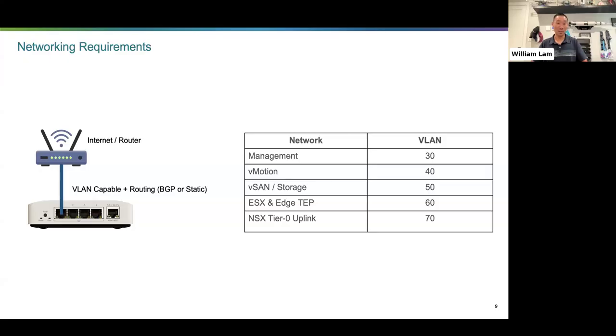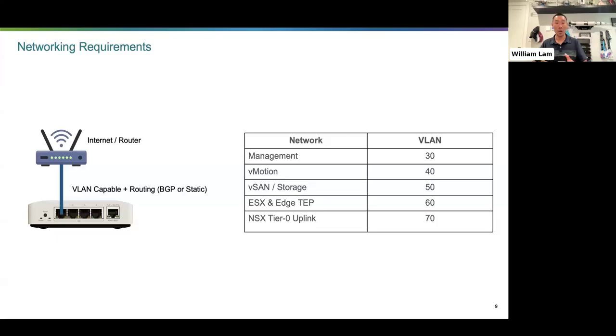We're already familiar with many of these things. They are typically our management VLAN. It can be any VLAN IDs. These are the VLANs that I'm currently using in my own home environment. But you want to have some type of routing capability, whether it's BGP or you can even do static routing. Today, I'm doing static routing just for simplicity purposes.